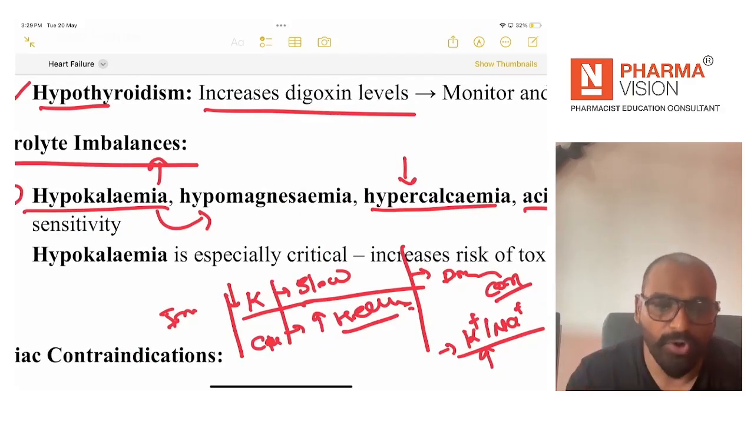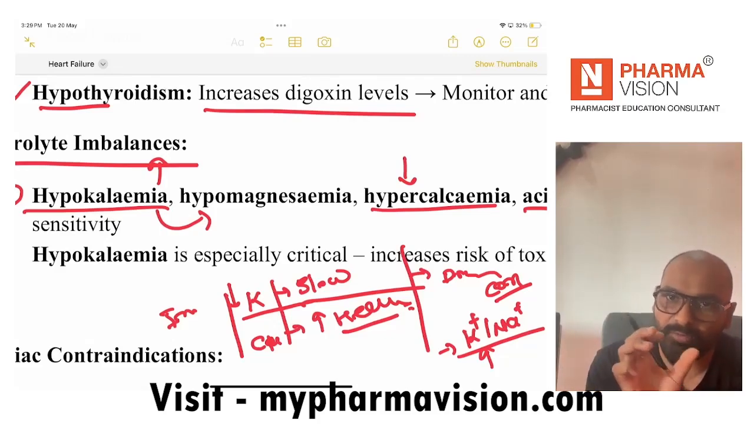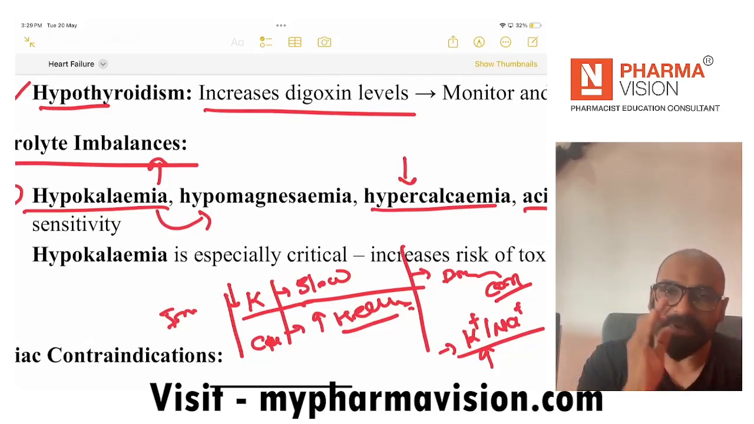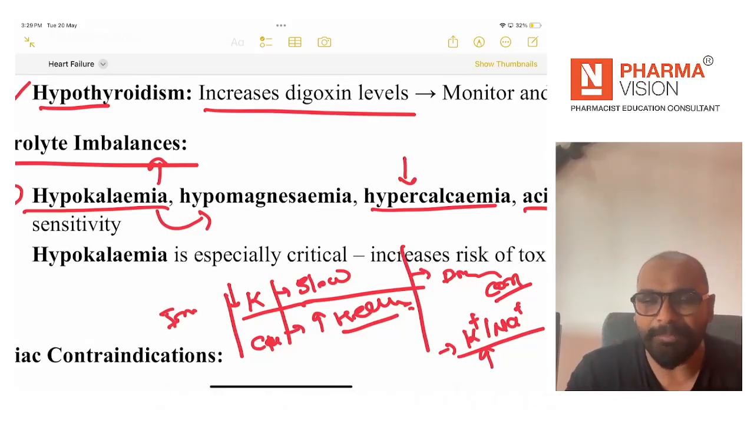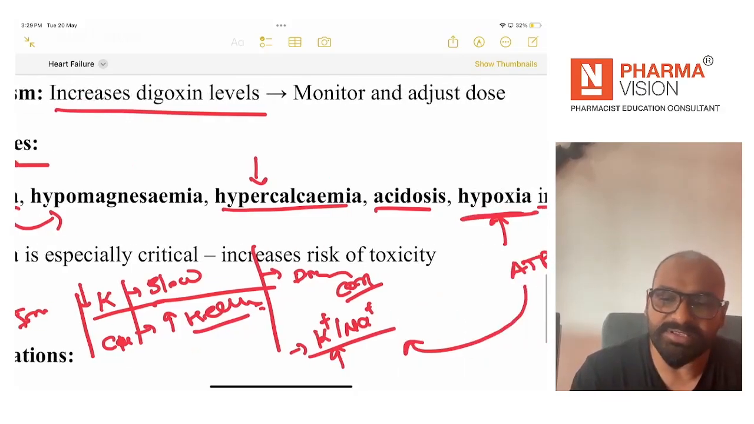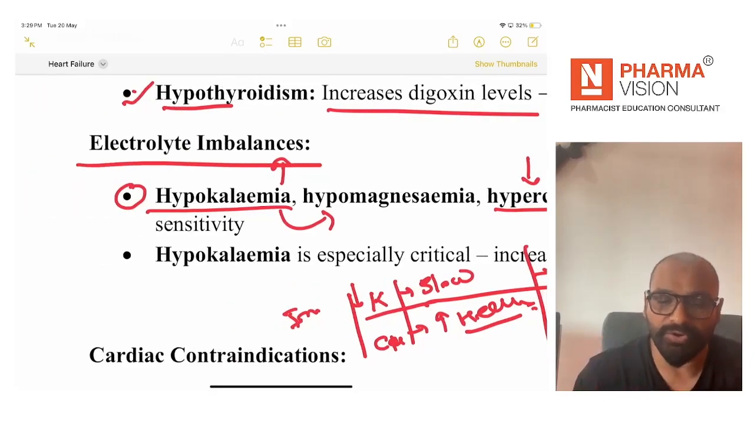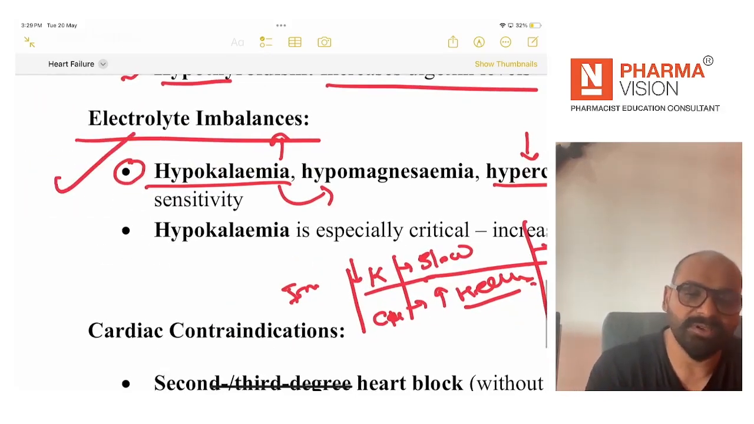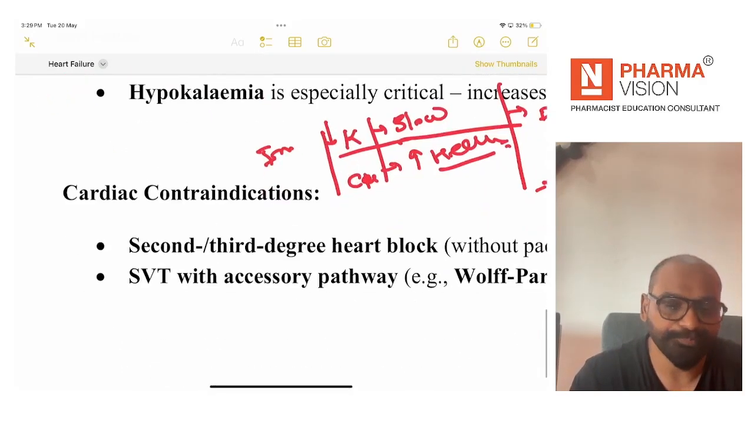If you cannot, in that situation, potassium and calcium, what is the effect of hypocalcemia, hypokalemia, hypercalcemia and hyperkalemia. So this terminology and the digoxin sensitivity is a very crucial part, and definitely you can expect a question in your exam from this electrolyte imbalance and the digoxin sensitivity. You can expect a question from this part as well.